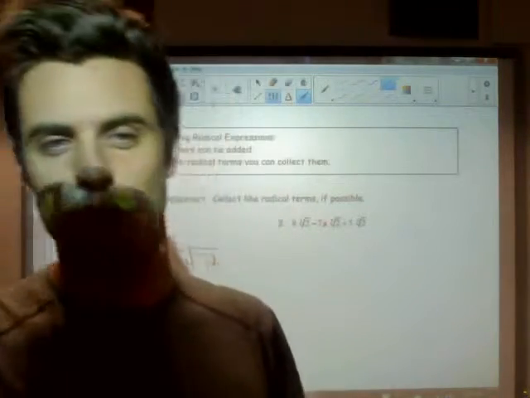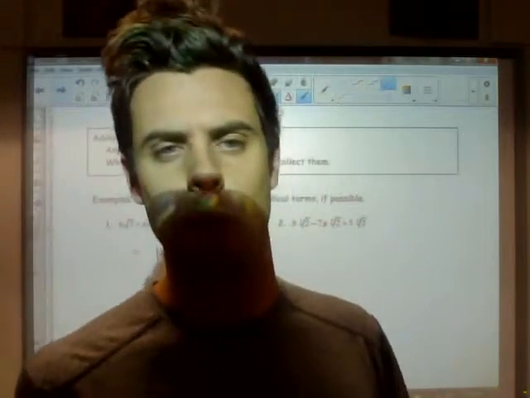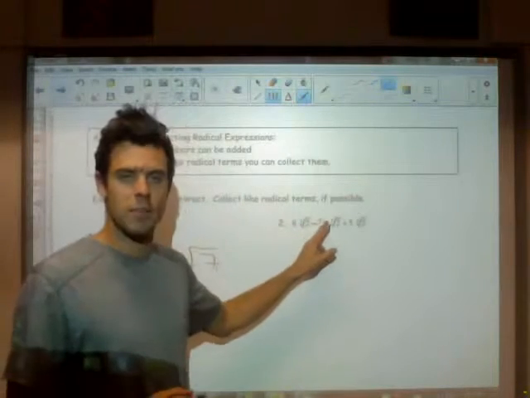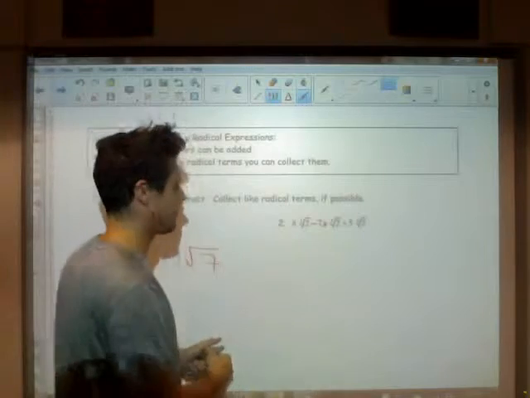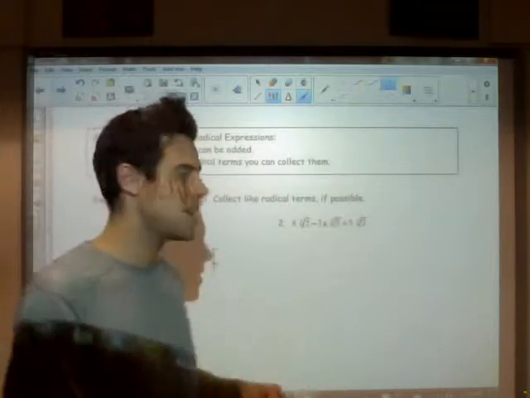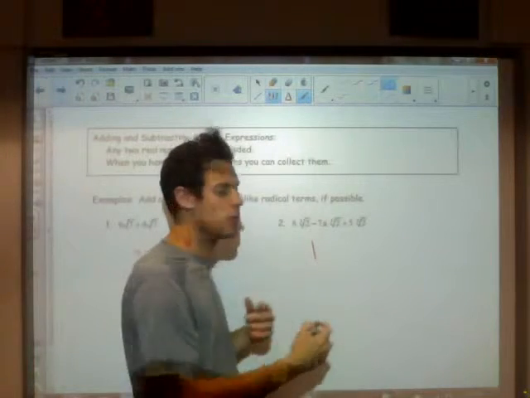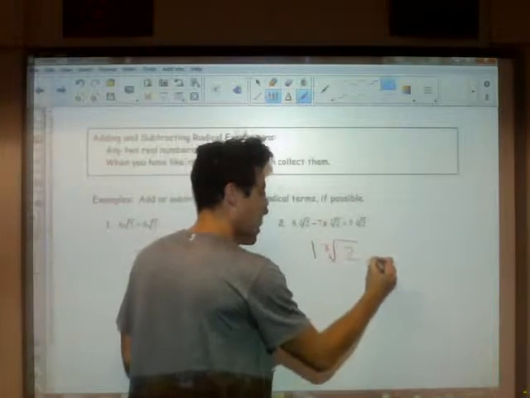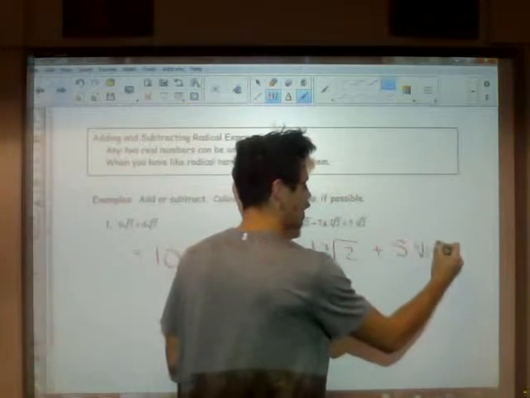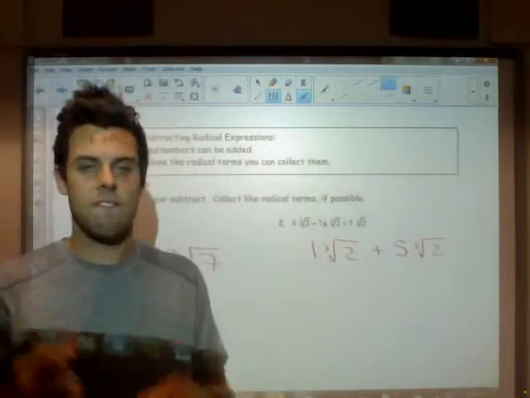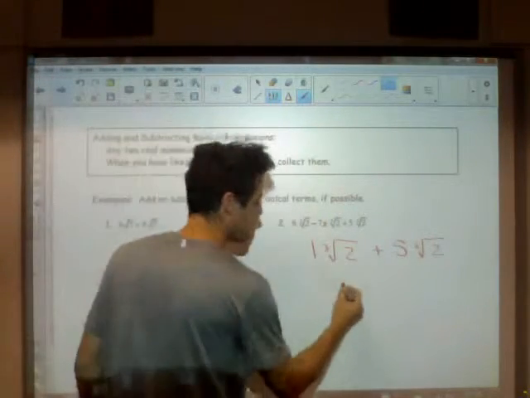If you want to, just ignore the cube root of 2, replace it with a letter, okay, or a fruit, like an apple or something. You've got 8 apples minus 7 apples plus 5 apples. 8 apples minus 7 apples, that's 1 apple, or in this case, 1 cube root 2, plus 5 cube root 2's. And that gives me a final sum of 6 cube root 2's.